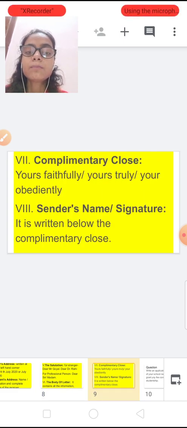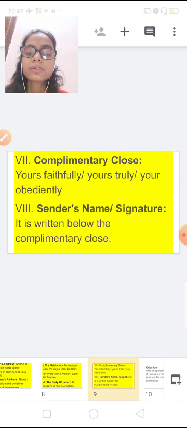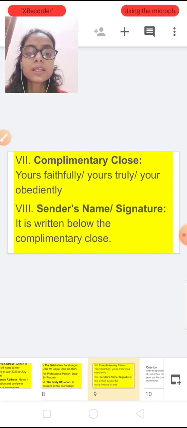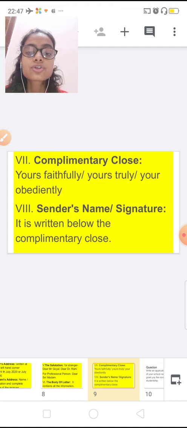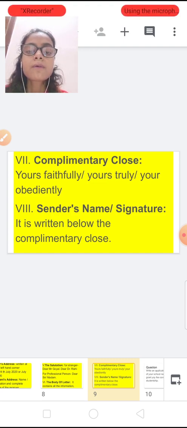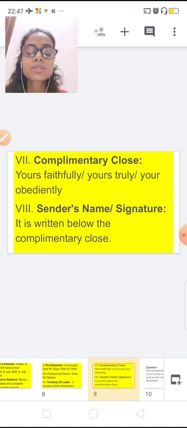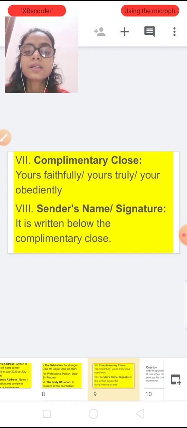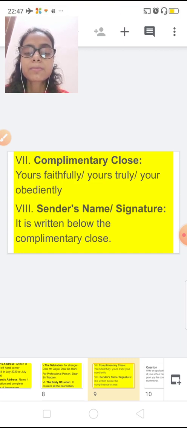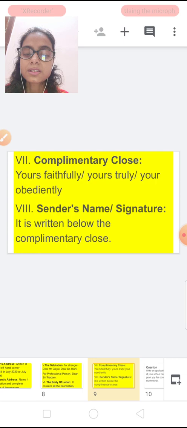At the end, the complimentary close like yours faithfully, truly, obediently. Obediently we basically use in the case of school when we are students. Otherwise, yours truly and faithfully we can write to authorities, business houses, municipal corporation, where at last comes the sender name and signature, meaning the person's name and signature.